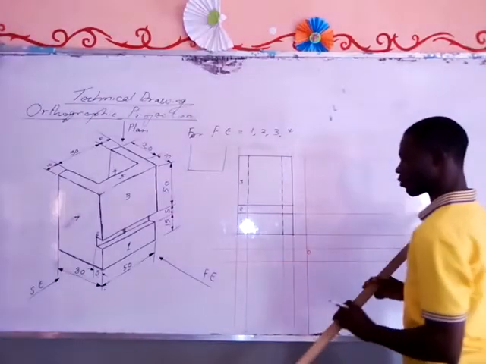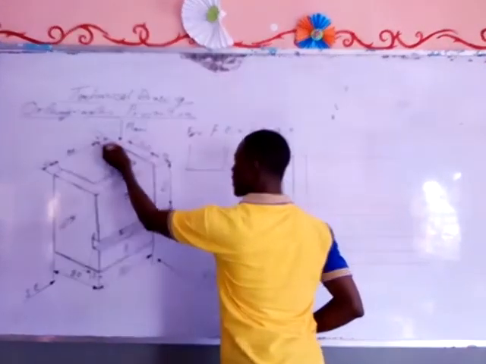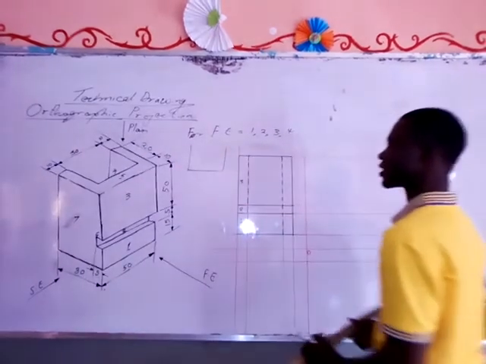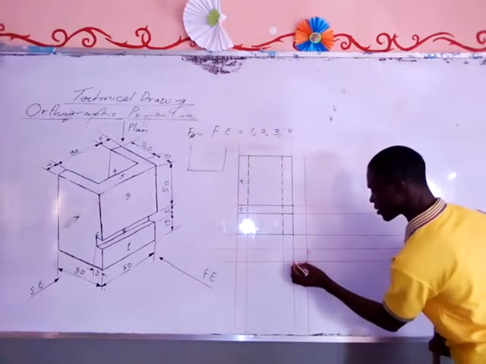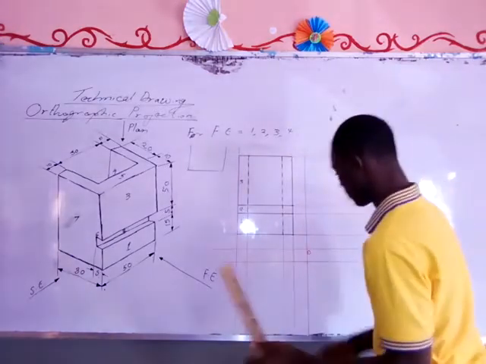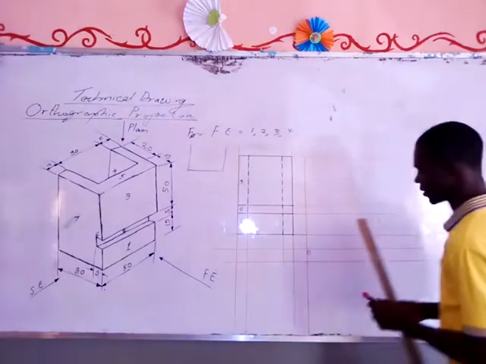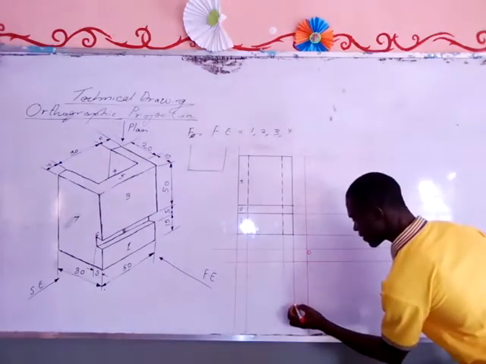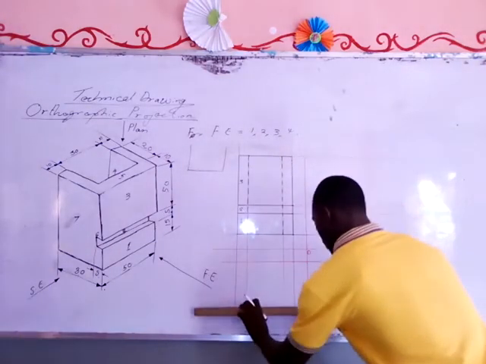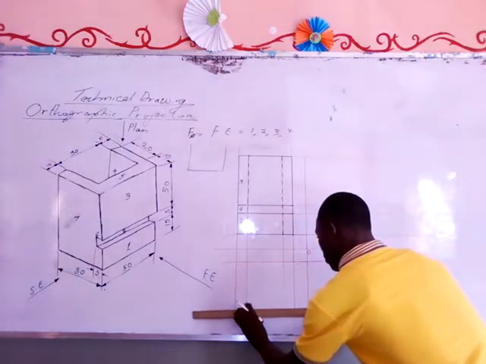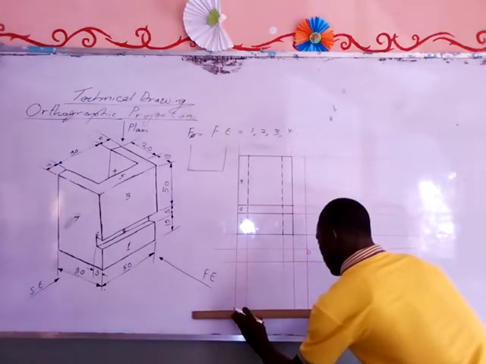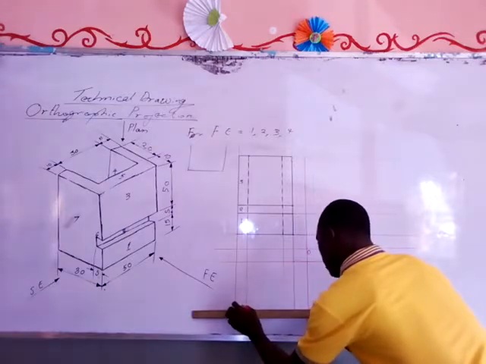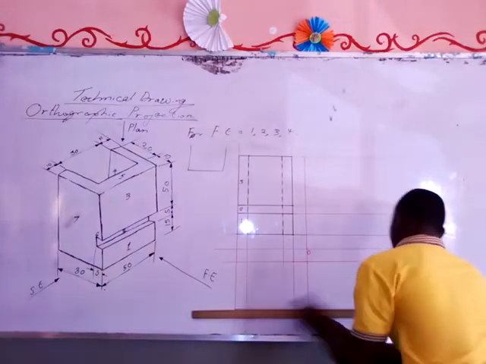So what we need to do is that the distance from here to here is 30 millimeters. That is 20 plus 10, which will give us 30 millimeters. So from this point, take a measurement of 30 down. So let's say we have 30 at this point. Let me come down a bit. So draw a horizontal line, like this.